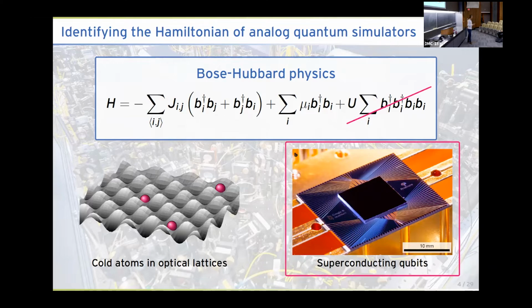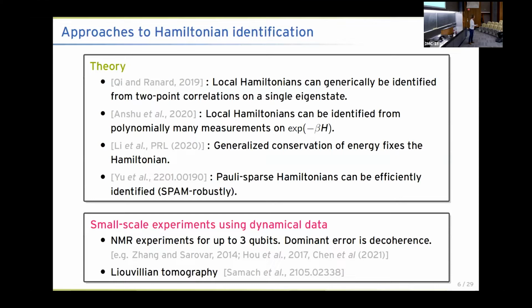Right. I should also say, please interrupt me at any time with questions. Please. Okay. Good. So let's start in theory land. In theory land, people have thought about Hamiltonian identification, of course. And there's various proposals for how you can identify a Hamiltonian. And there's basically two settings. One is the static setting.